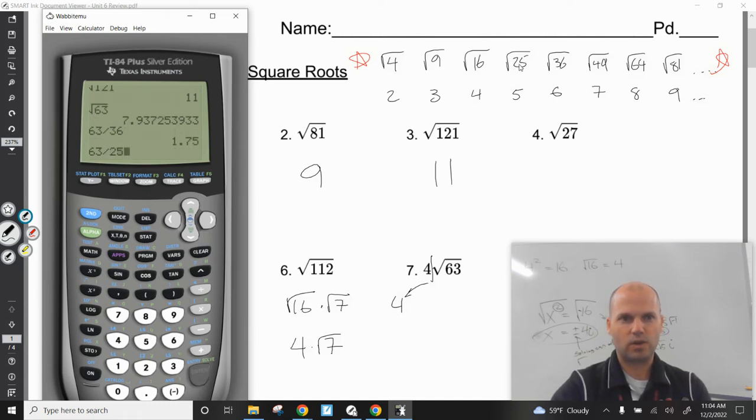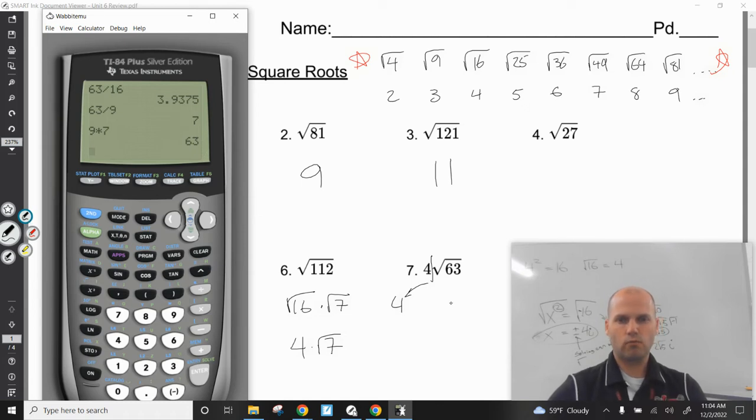Can you divide it by 25? Nope. Can you divide it by 16? Nope. Can you divide it by 9? Yes. Again, we see 9 times 7 is 63. So root 9, root 7 is root 63.